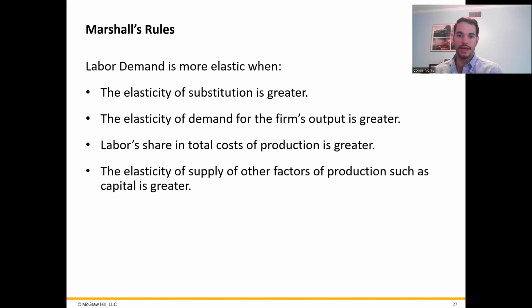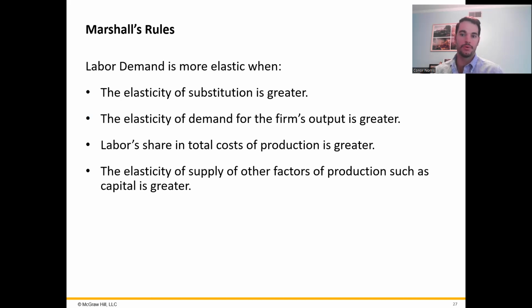First, labor demand is more elastic when the elasticity of substitution of labor and capital is greater. So the easier it is to substitute labor with capital, so things like machines, the more elastic the demand for labor is. If firms can easily replace workers with machines, it will be more responsive to wage changes. So if wages rise, the firm will substitute labor with cheaper capital, like automation or robots. So for example, in a car manufacturing plant, if wages rise, the company may choose to use more robots to assemble cars instead of hiring additional workers.